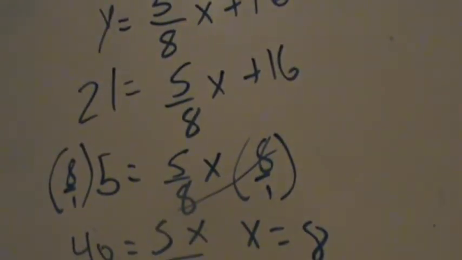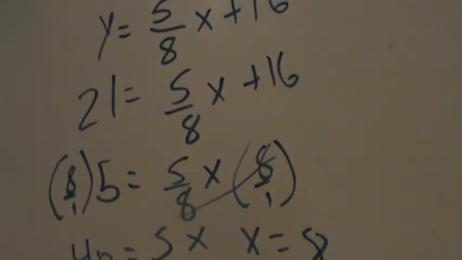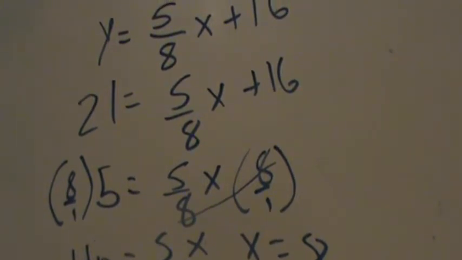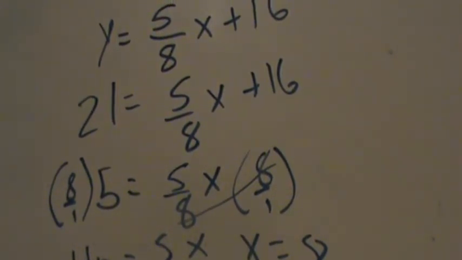So what does this tell us? From this equation, when the output is 21, the independent variable x will have to be equal to 8.